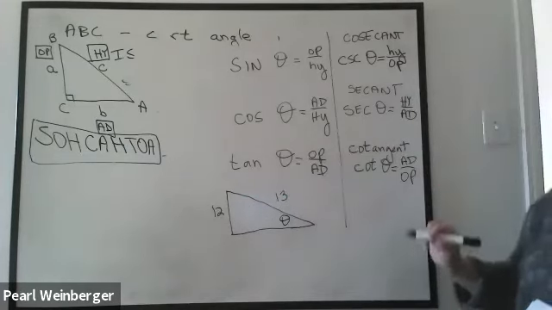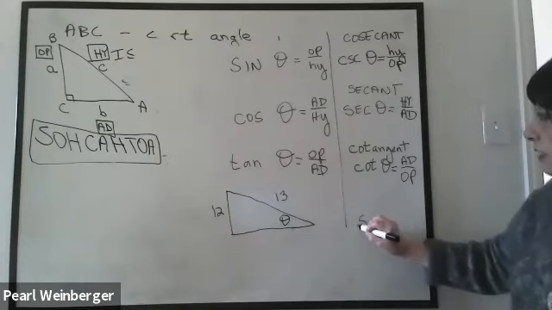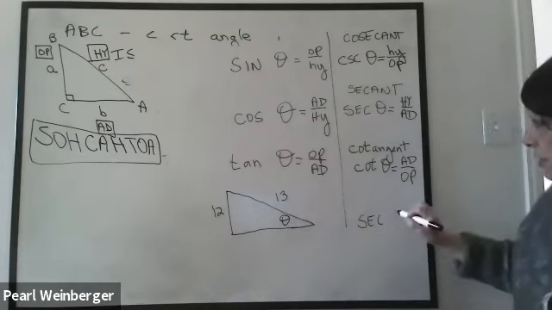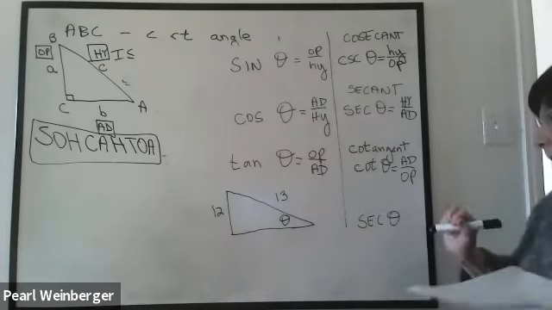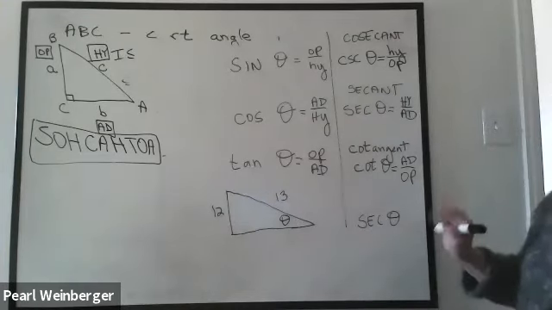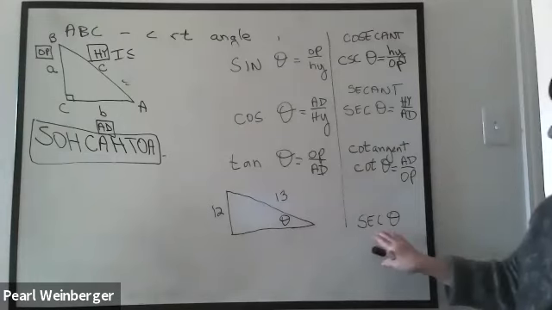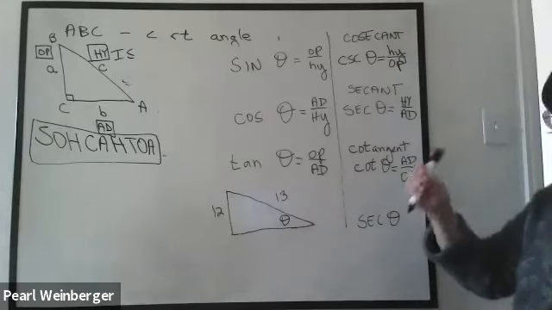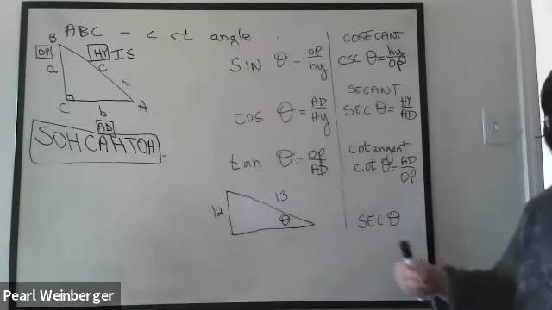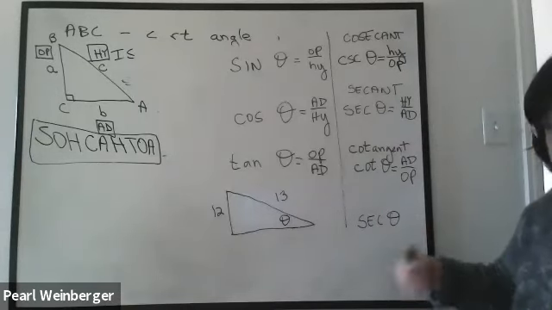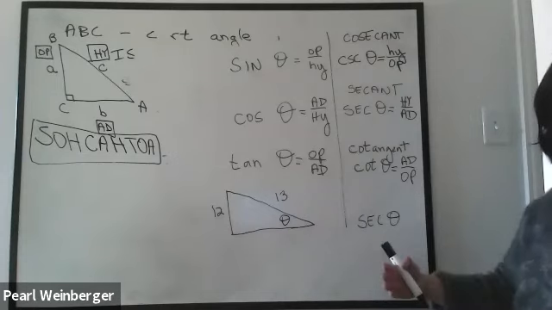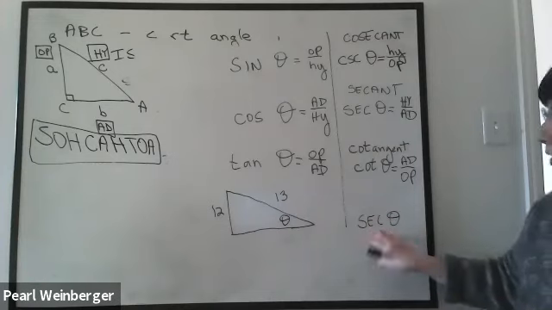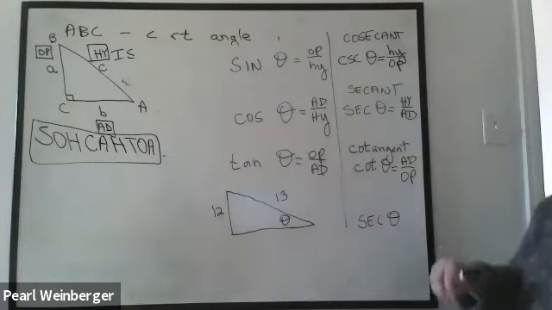And I want to find the secant of this angle, this theta. Okay? Now, how do I do that? I first decide what is secant. Now, secant is one of what we call the reciprocal functions. It's not sine, cosine, or tangent. It's not one of the primary ones. It's a secondary one.